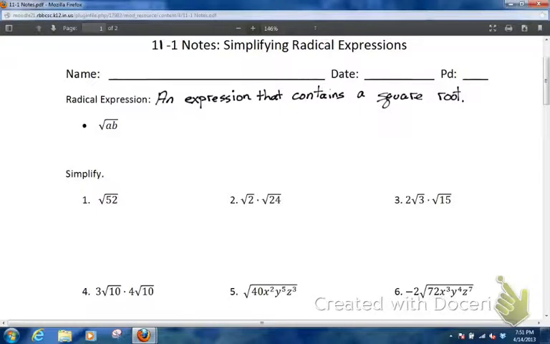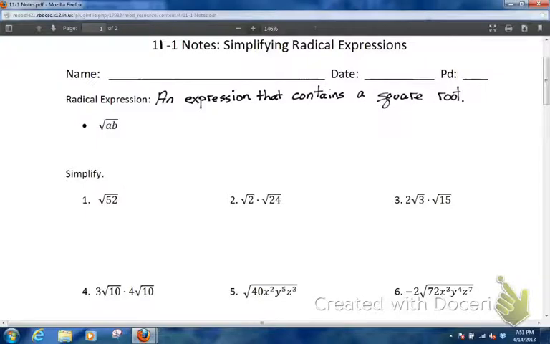This is the video lesson for 11-1, simplifying radical expressions. Starting out here with the definition of what a radical expression is, and that is simply an expression that contains a square root. So an expression that contains a square root is a radical expression.